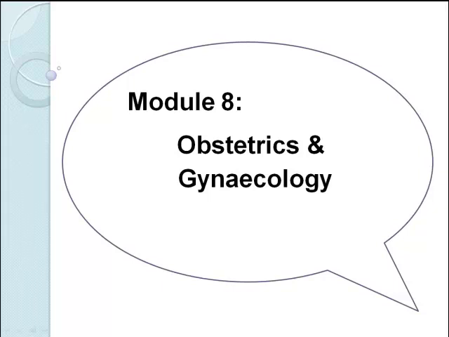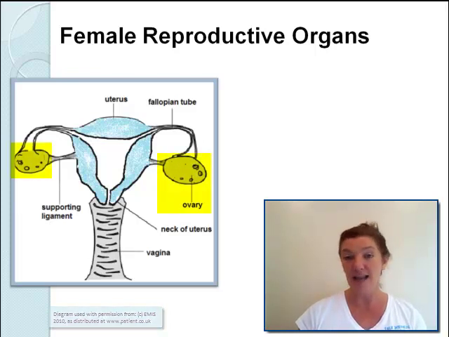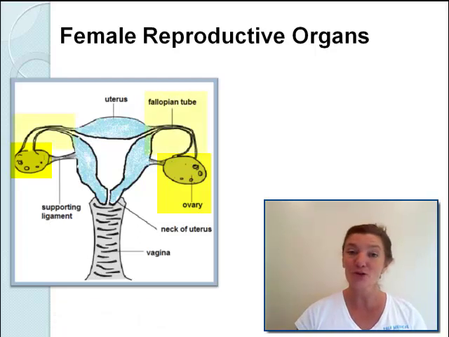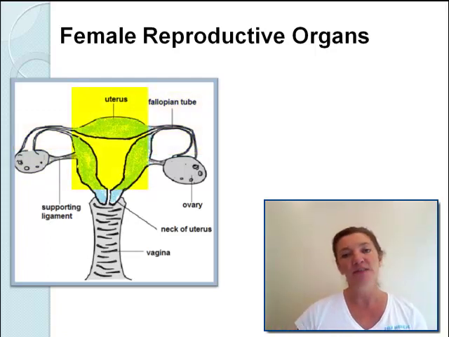Let's look at some words and root terms. Here we have a diagram of the female reproductive organs. Let's have a look at it. You can see on the diagram the ovaries. And the ovaries produce the eggs, and the eggs will pass through the fallopian tube into the uterus. And if they're lucky, they might get fertilised, and then they would embed themselves within the uterus wall and turn into a beautiful baby.